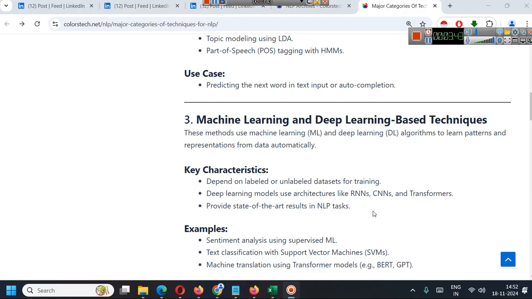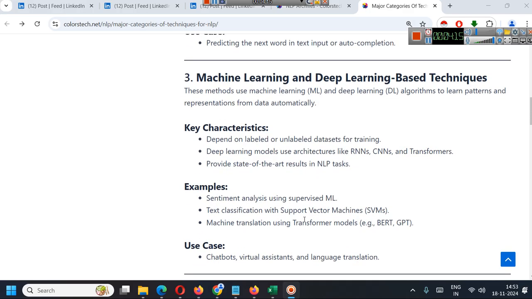So that's why we said when you are trying to learn NLP, you must have some basic understanding of machine learning and some basic understanding of deep learning. Even if you don't have that knowledge, we will try our best to explain these neural networks and transformers. But these deep learning models use this type of architecture, and they also provide state of the art results in NLP tasks.